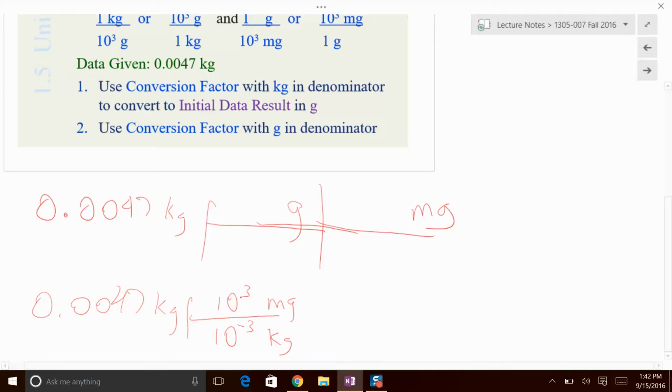Or I can just set it up here. Kilograms, 0.0047, there's 1,000 grams in a kilogram, or there's 1,000 milligrams in 1 gram. So either way, I'm going to get the same answer, depending on how I set it up. My grams cancel. Here my kilograms cancel. I'm left with milligrams on the top.